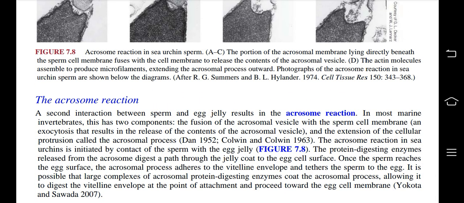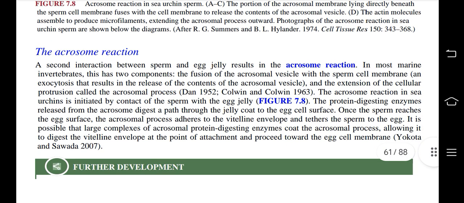Acrosome reaction. A second interaction between sperm and egg jelly results in the acrosome reaction. In most marine invertebrates, this has two components: the fusion of the acrosomal vesicle with the sperm cell membrane and exocytosis that results in the release of contents of the acrosomal vesicle, and the extension of the cellular protrusion called the acrosomal process. The acrosome reaction in sea urchin is initiated by contact of sperm with the egg jelly.